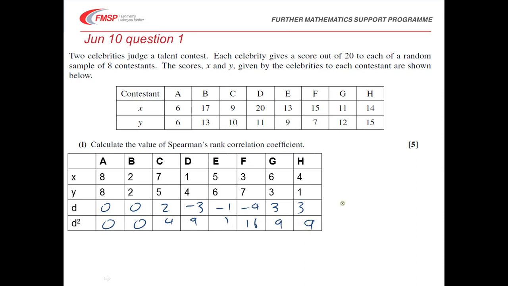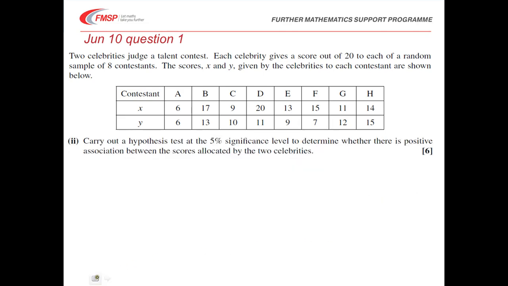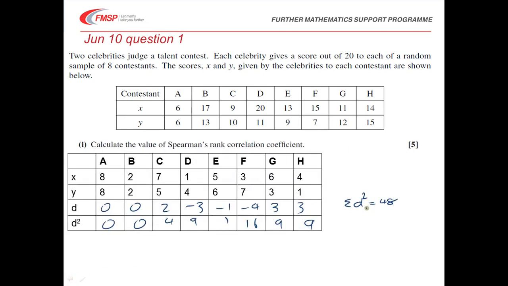Okay, and if we add all of those together, we get a sum of D squared as being 48. So once we've got that, we can then use the formula. We've now got 3 marks, by the way. We've got M1 for a ranking, so you get a method mark for an attempt at ranking. You get a method mark for attempting D squared, and then of course you're going to get your accuracy mark for getting that correct. So we've got everything we need now to work out rS.